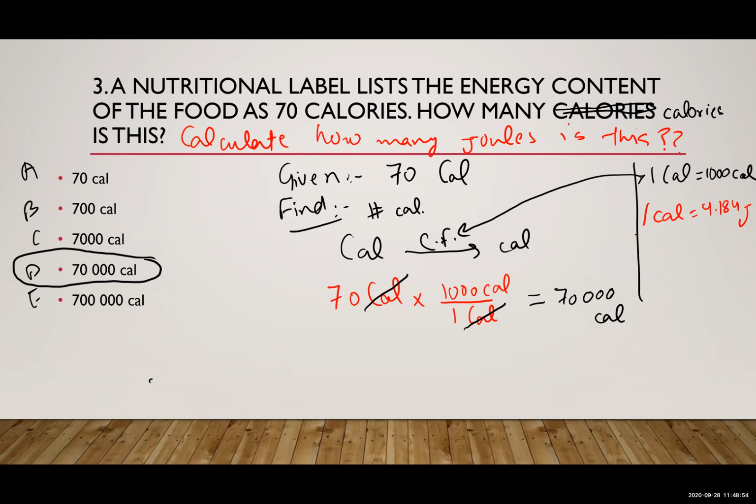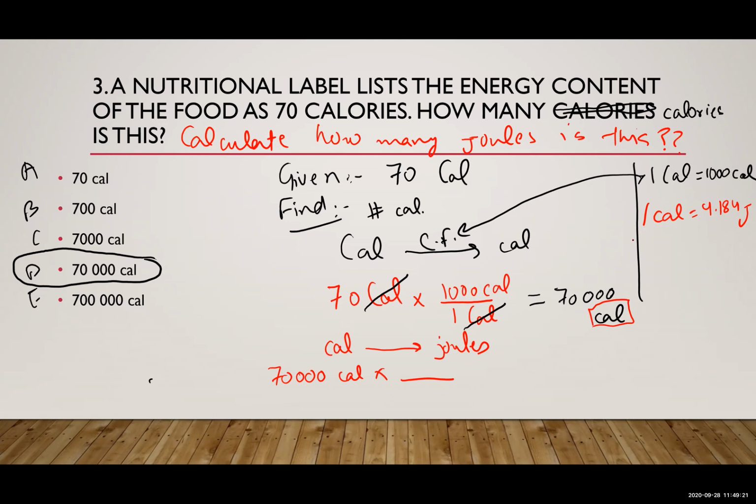Okay, so now what we need to do is we already have the lowercase calories with us, right? So we already converted the uppercase calories to lowercase calories. So next we need to convert the lowercase calories into joules, right? So how many lowercase calories do we have? 70,000 lowercase calories multiplied by a conversion factor. Do we have a conversion factor between lowercase calories and joules?